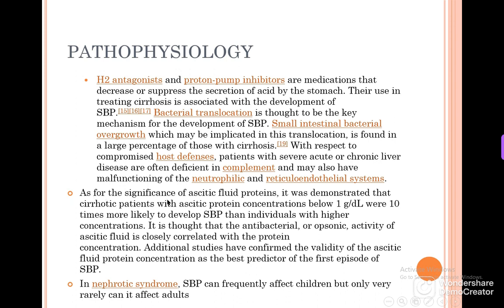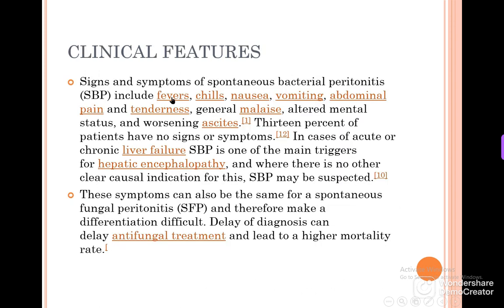As for the significance of ascitic fluid protein, it was demonstrated that cirrhotic patients with an ascitic protein concentration below 1 gram were 10 times more likely to develop spontaneous bacterial peritonitis than those with a higher protein concentration inside the peritoneal cavity. It means less than 1 gram of protein in the cavity may be a predisposing factor. In nephrotic syndrome also, specifically in children, it may occur as an isolated type of spontaneous bacterial peritonitis, but it is not very common.